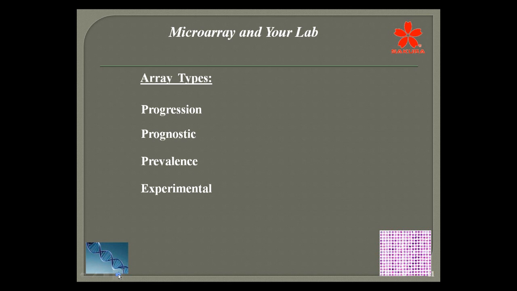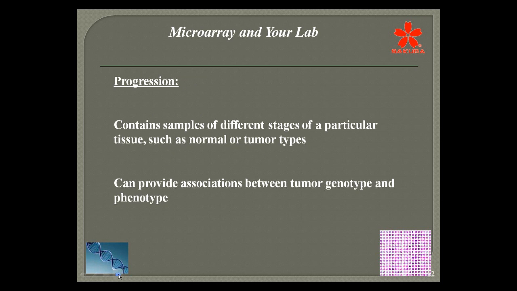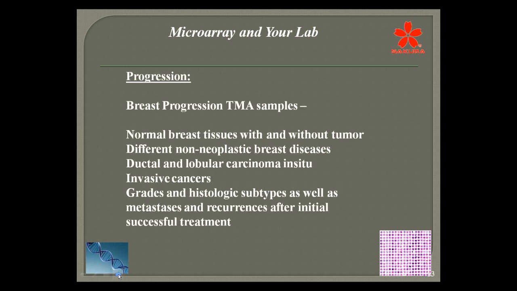So prognostic, prevalence, and experimental. So we'll talk about each one of those, beginning with progression first. The progression contains samples of different stages of a particular tissue, such as normal or tumor types, and it can provide associations between tumor genotype and phenotype.